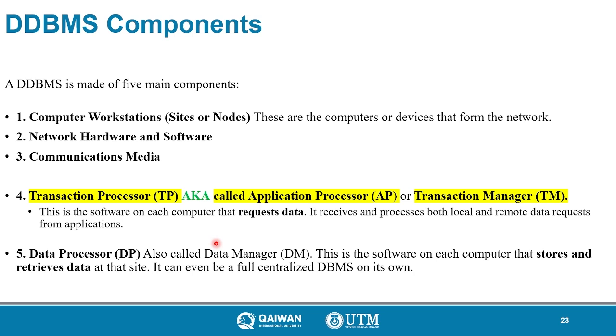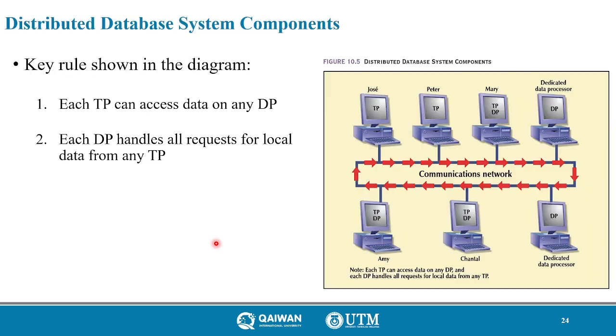the application processor or transaction manager. This is the software on each computer that requests the data. It receives and processes both local and remote requests from an application. Now, the data processor (DP) can also be called the data manager. This is software on each computer that stores and retrieves data. It can even be a full centralized DBMS on its own.